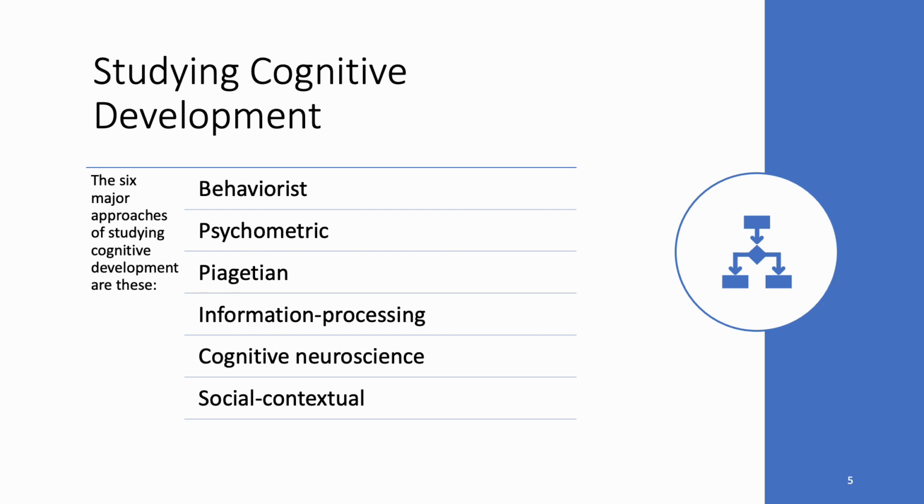The Piagetian approach describes qualitative stages in cognitive functioning. The information processing approach analyzes processes involved in perceiving and handling information. The cognitive neuroscience approach links brain processes with cognitive ones. And finally, the social contextual approach focuses on environmental influences, particularly parents and other caregivers.